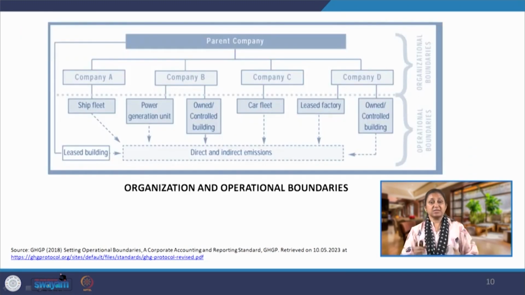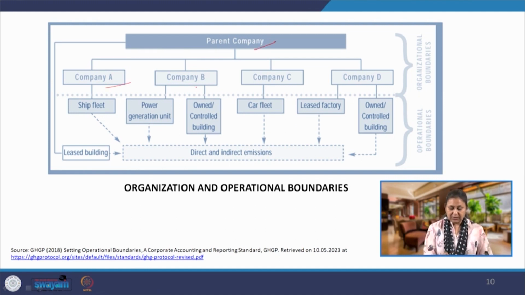So, the first thing, which is most important, is to identify what your boundaries are, what you consider as the company's assets and resources. Very broadly, for example, we have a parent company here and it has several subsidiary companies, company A, B, C, D. Now, this entire thing is within the organizational boundary.